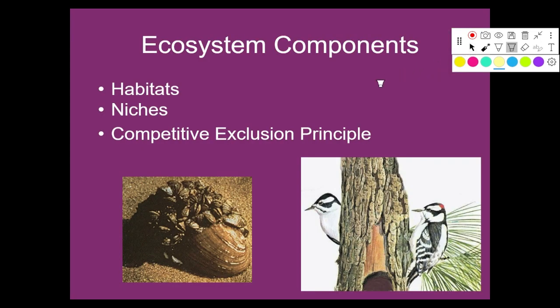All right, so ecosystem components. You have habitats. Y'all, a habitat is just a place where something lives, right? Even here in Austin, we have a place called Habitats for Humanity. Their job is to build houses for people that don't have enough resources to build them themselves, right? So habitat is just kind of a place to live.